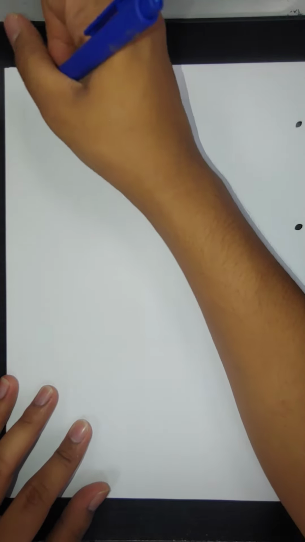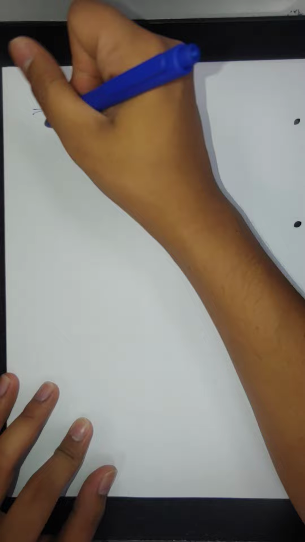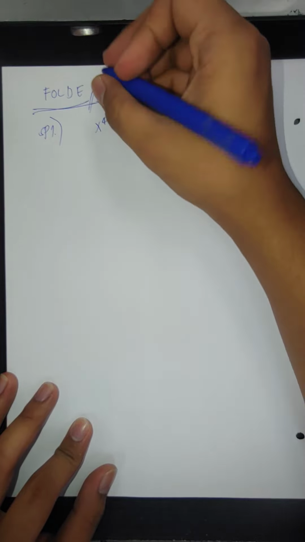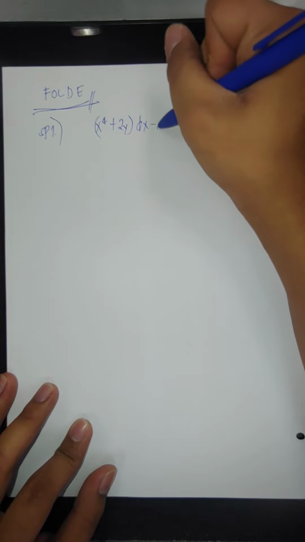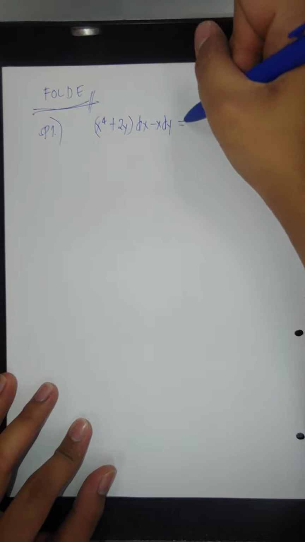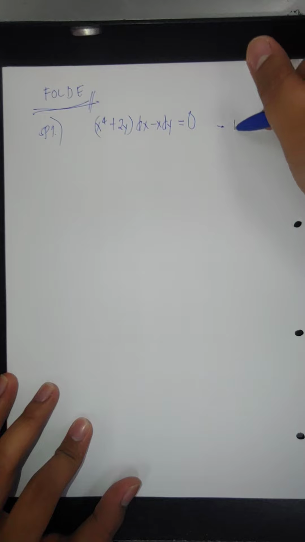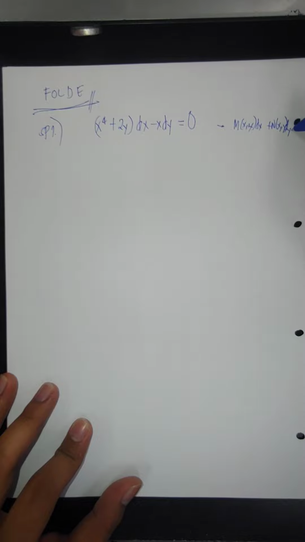Class, welcome. For our first example on this topic, the first order linear differential equation (FOLDE), we have the given differential equation (x to the fourth plus 2y) dx minus x dy is equal to 0. This form is written in implicit form, M of xy dx plus N of xy dy is equal to 0.